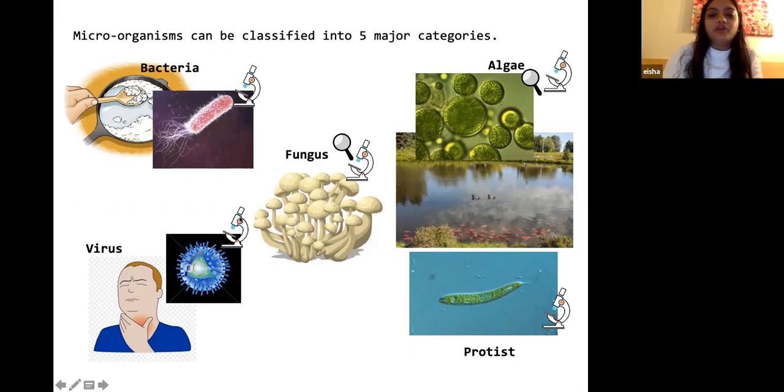Mostly you use microscopes to observe them, but for certain higher organisms, you can also use a magnifying glass. So next time you see a microbe, you have to first see if you can see it with a microscope or a magnifying glass. Fungi or algae you can easily see with a magnifying glass.